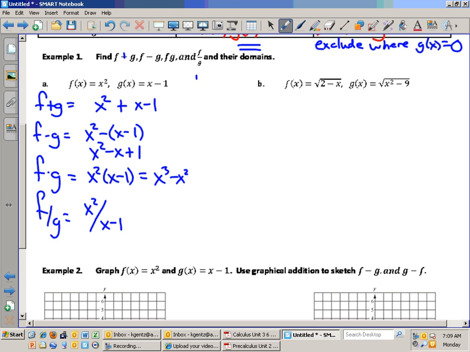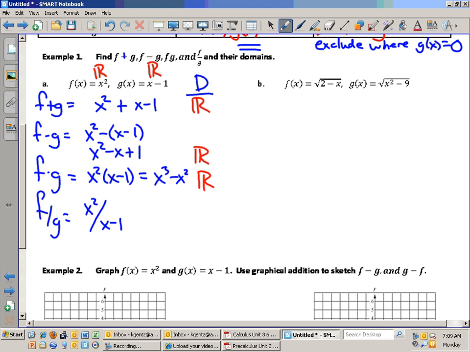Now let's state the domains. If you notice for both these functions, the domain is all real numbers. And since their domains are all real numbers, the intersection of their domains as well is all real numbers. For the product one, it again would be all real numbers.